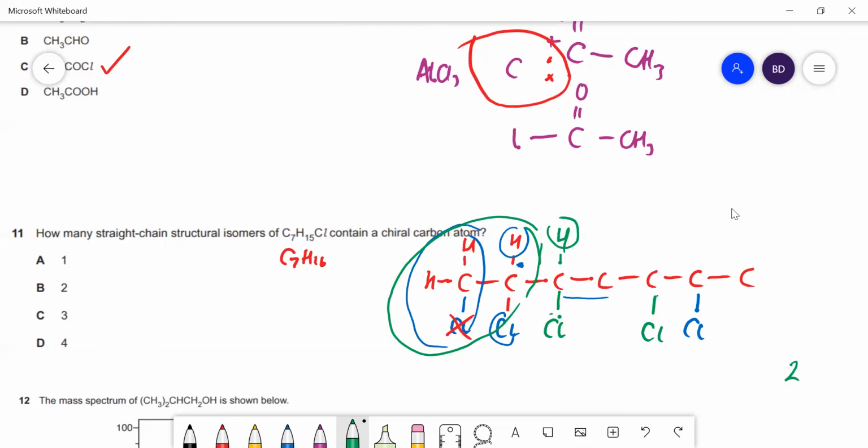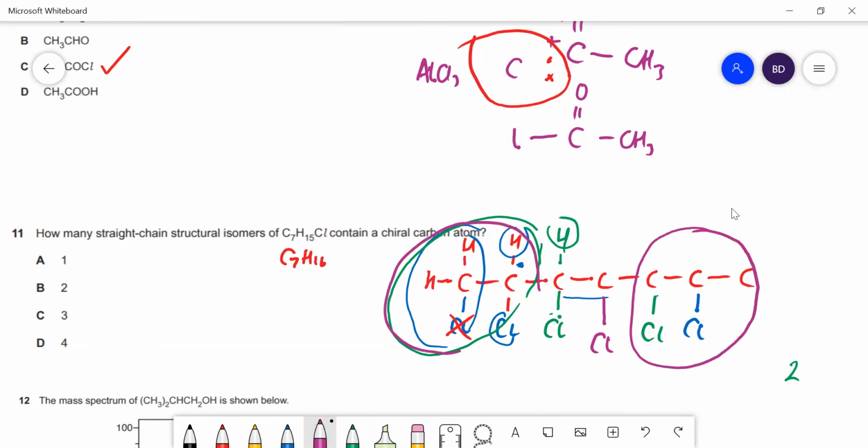Let's see, can we get a third one with a chiral carbon? Well, if you put the chlorine there, you can see it's not going to be chiral because you're going to have a propyl group there and a propyl group there. So they're going to be the same. So you've only got 2. So B is the answer.